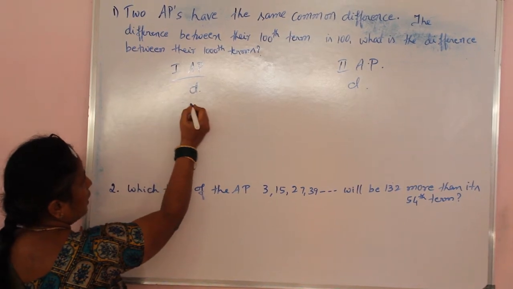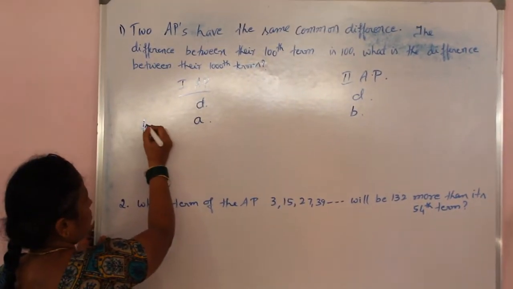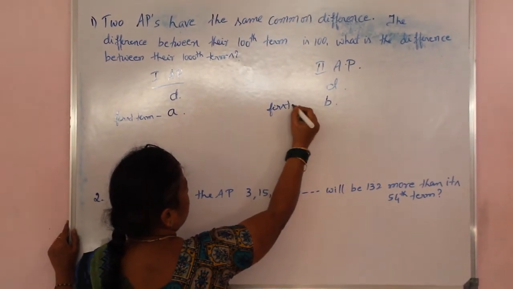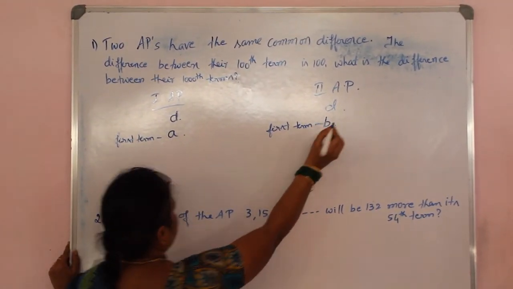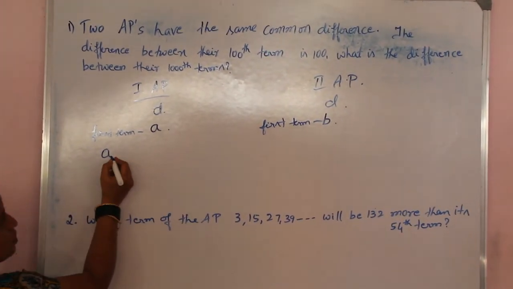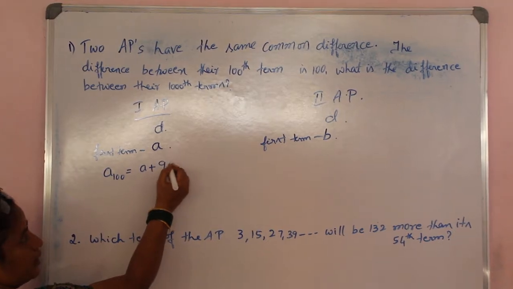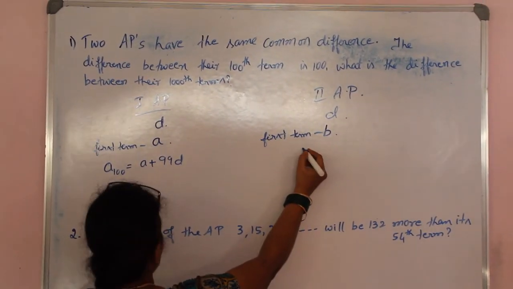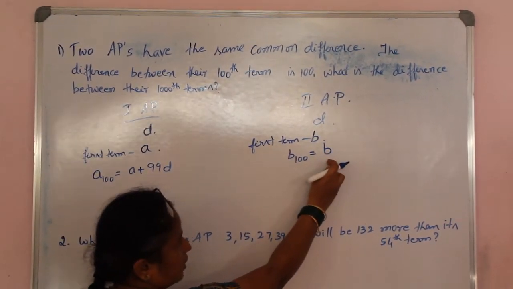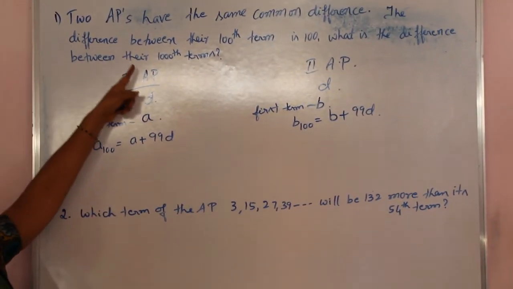First, we take the first term as A here, and here we take the first term as B. For the first AP, the first term is A; for the second AP, the first term is B. The 100th term: A100 equals A plus 100 minus 1, that is 99D. Here also we write the 100th term, B100 equals B plus 99D.